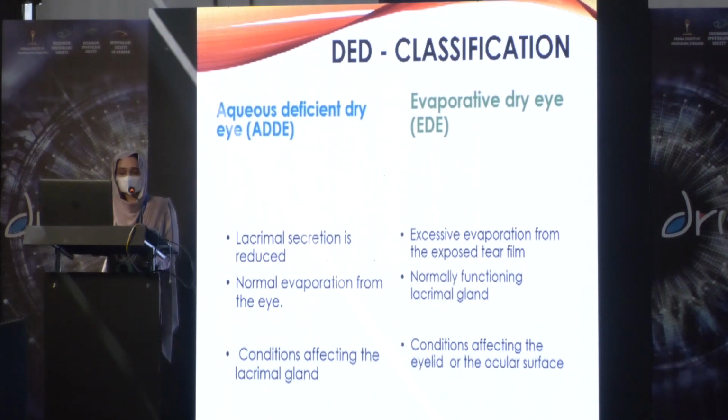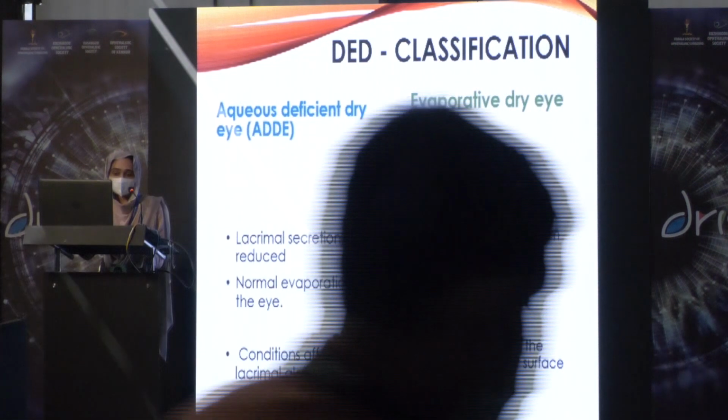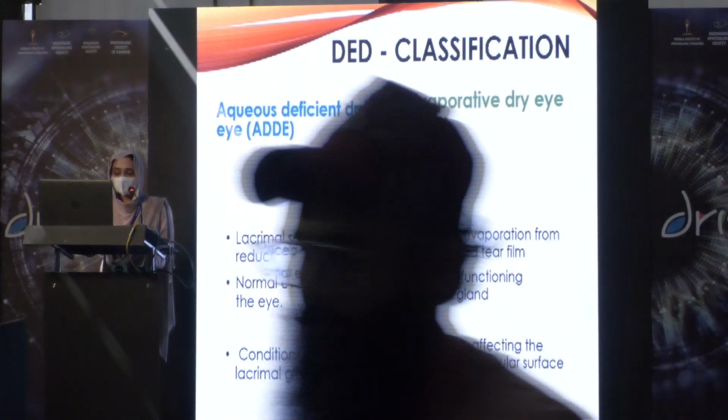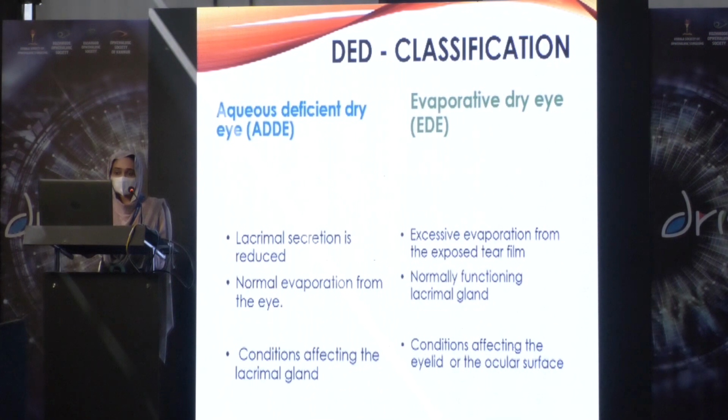In aqueous deficient dry eye, there is reduced lacrimal secretion in conditions of normal evaporation from the eye, whereas in evaporative dry eye, there is excessive evaporation from the exposed tear film in the presence of a normally functioning lacrimal gland.